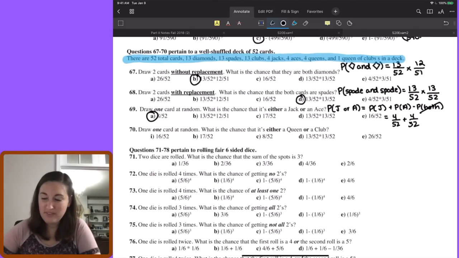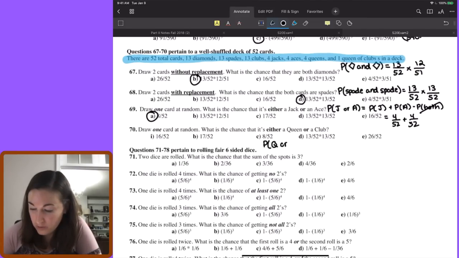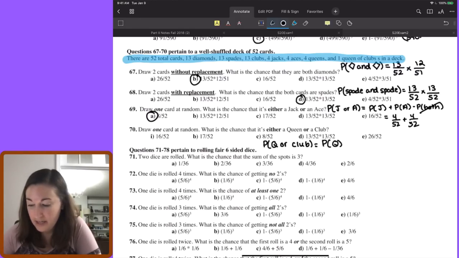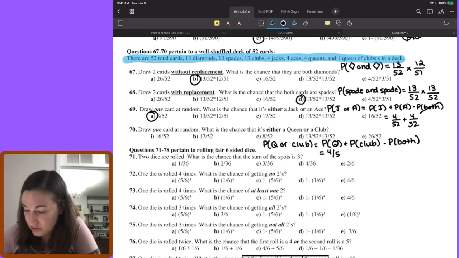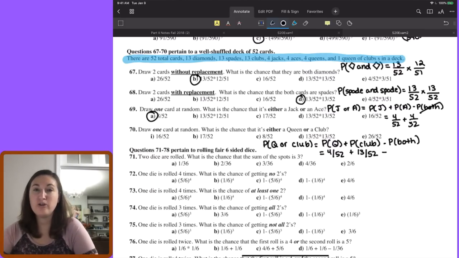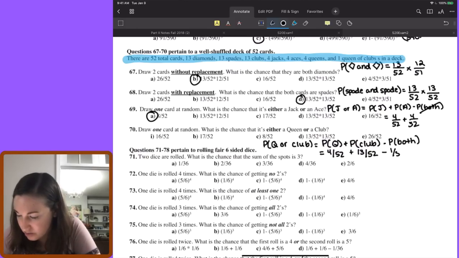Kind of a similar question, number 70 says, what's the chance that if we draw 1 card at random, it's either a queen or a club? So that's going to be the probability that I get a queen plus the probability that I get a club minus the probability of both. So here, the chance I get a queen, there's 4 queens out of 52 cards, plus there are 13 clubs out of 52 cards, and then are there any cards that are both queen and clubs? Well, it says there's 1 queen of clubs in the deck, so I'm going to subtract the queen of clubs to get 16 out of 52.